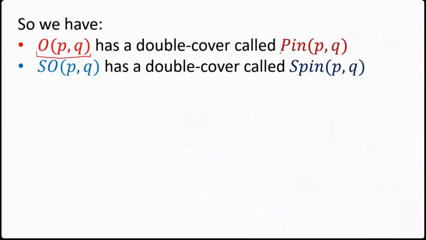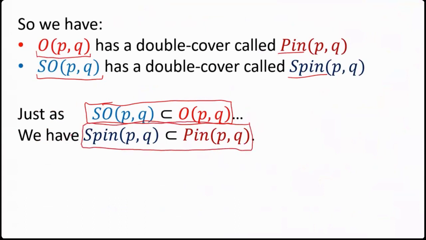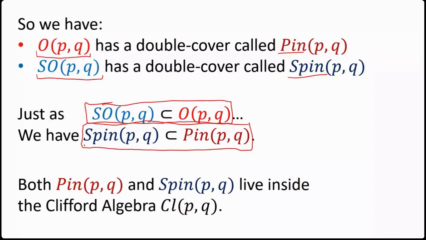So the orthogonal group has a double cover called Pin. The special orthogonal group has a double cover called Spin. And just as the special orthogonal group is a subset of the orthogonal group, Spin is a subgroup of Pin. Both Pin and Spin live inside the Clifford algebra. They're basically the unit length elements of the Clifford algebra.